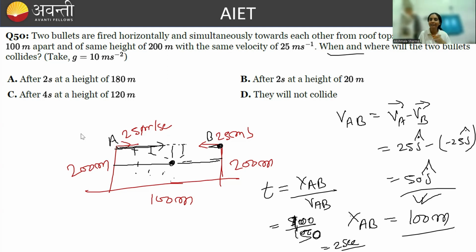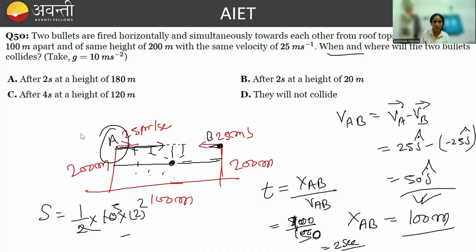Now, at what height will they collide? Let's not use the relative concept now. Let's see how much distance in the vertical direction A has moved in 2 seconds. S equals ut plus half at squared. Initial speed in the y direction is 0, so half into acceleration. Acceleration is due to gravity, 10, into 2 squared. So this will become 20 meter. So 20 meter it will come down.